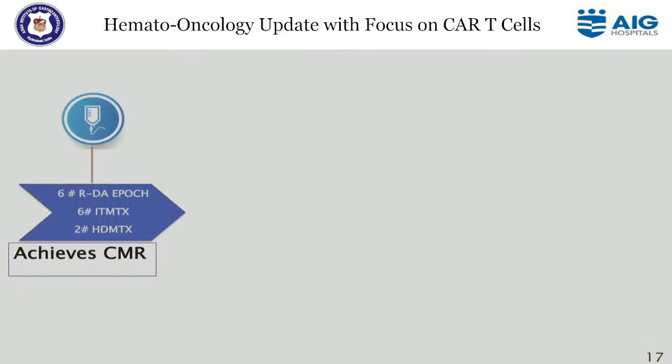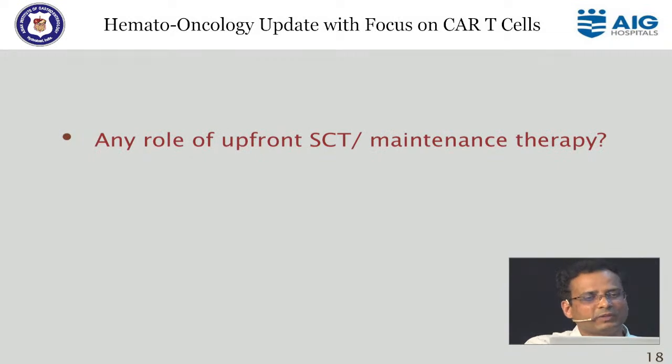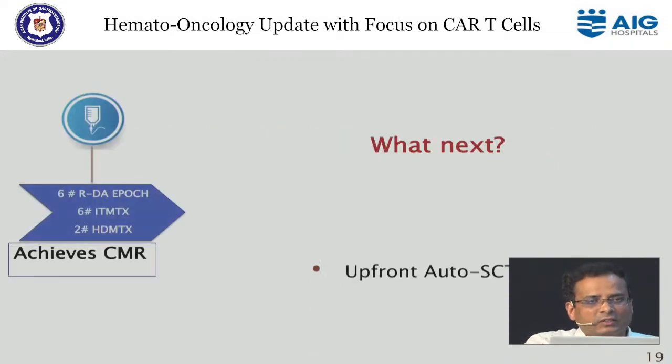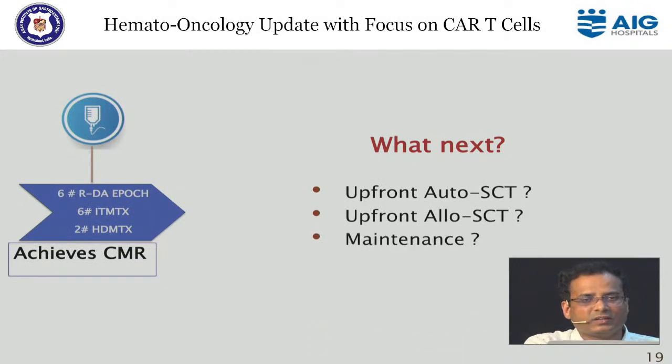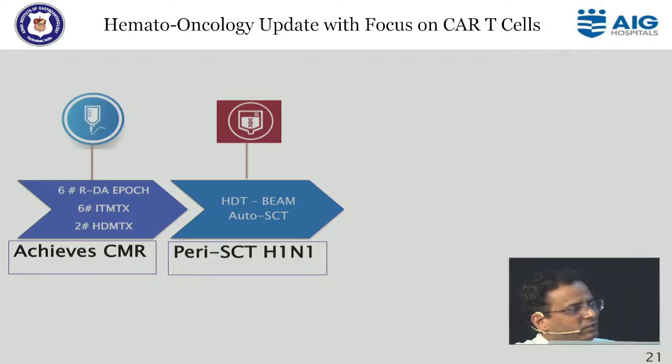So 6 cycles of R-DA-EPOCH, 6 cycles integrated with intrathecal CNS prophylaxis, and we incorporated 2 cycles of high-dose methotrexate in between, and she achieved complete metabolic response. So we discussed. For her, this was way back in 2017. Because of her age and she happened to belong to a doctor's family, looking at the risk and benefits, pros and cons of transplant, they decided to go for an autologous stem cell transplant consolidation.